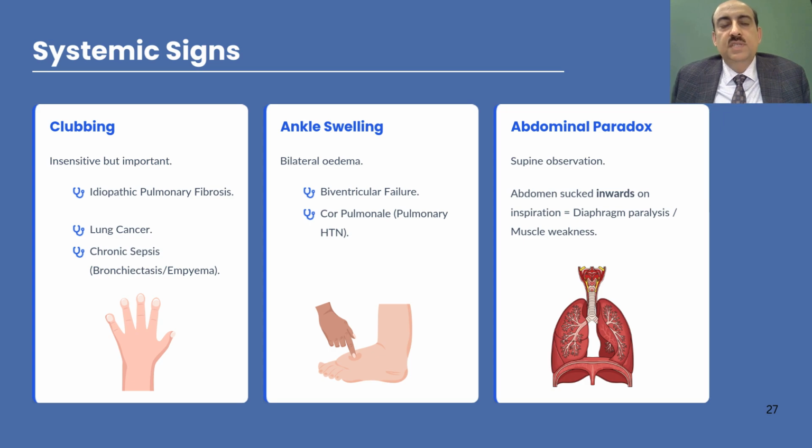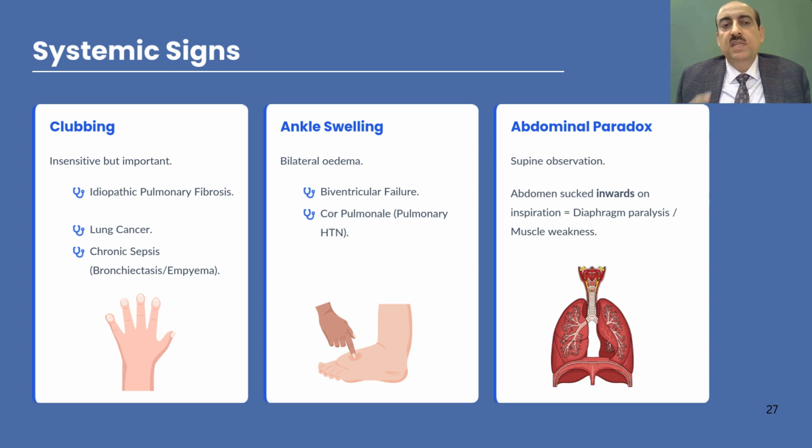Okay, so after the chest inspection and the JVP, let's come on to some of the systemic signs. Now, I must say here that this video about the examination part is not about the technique and the steps of examination as such. We'll come to those in some of the other videos. We will do the full respiratory exam, the sequence, and all that. This is more of a pattern recognition and some of the signs.